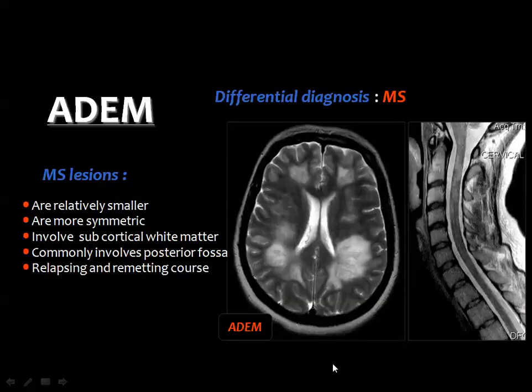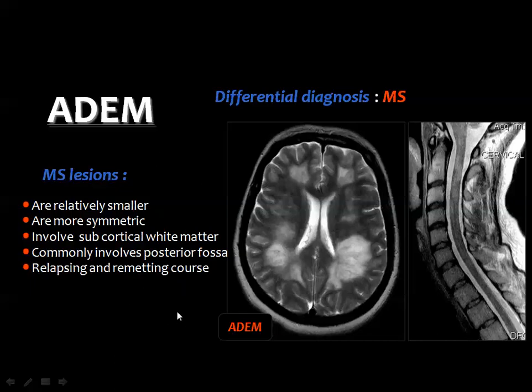In order to separate ADEM from MS, we have the facts that MS plaques are relatively smaller in size compared to the patches of ADEM. MS plaques are usually asymmetric compared to the ADEM plaques. MS plaques involve the subcortical white matter, and they involve the posterior fossa, and MS has a relapsing and remitting course, while ADEM is a monophasic disease.